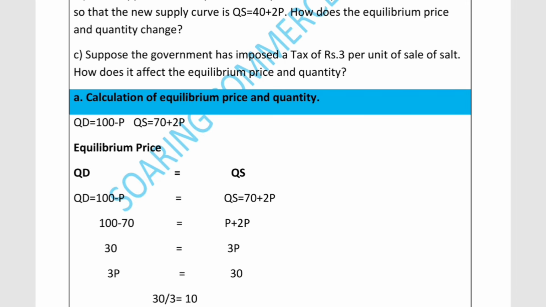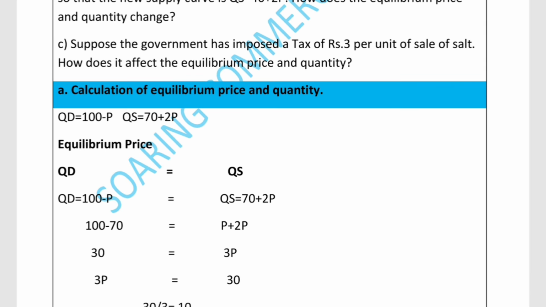So we are going to calculate the equilibrium price and quantity. QD equals 100 minus P, QS equals 70 plus 2P. As per the problem, we have written QD equals 100 minus P and QS equals 70 plus 2P. First we need to find the equilibrium price, where QD equals QS. What is QD? QD equals 100 minus P. What is QS? 70 plus 2P.